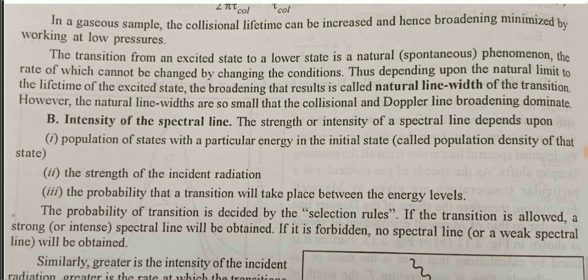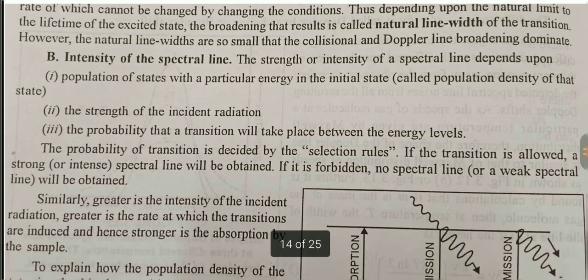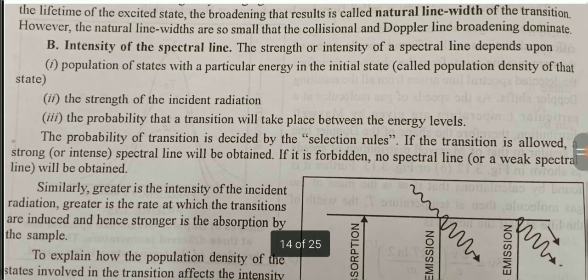Thus, depending upon the natural limit to the lifetime of the excited state, the broadening that results is called natural line width of the transition. However, the natural line widths are so small that the collisions and Doppler line broadening dominate. B. Intensity of the spectral line.